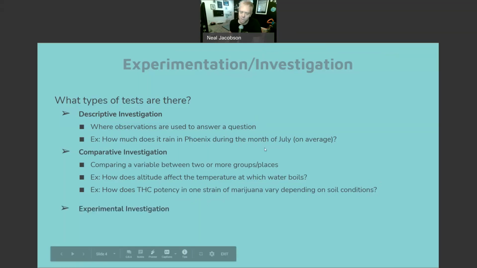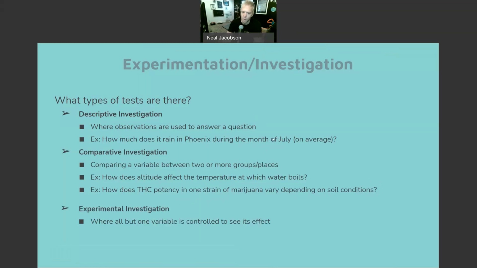And then, of course, there's the one that everyone's familiar with, which is experimental investigation. That's where all but one variable is controlled, usually just between two groups, sometimes more, to see that variable's effect on the output of the experiment. And the measured output of the experiment could be many things.